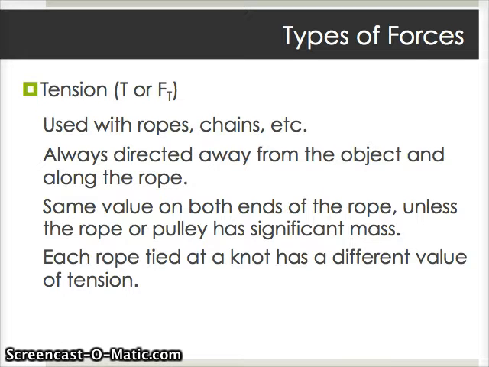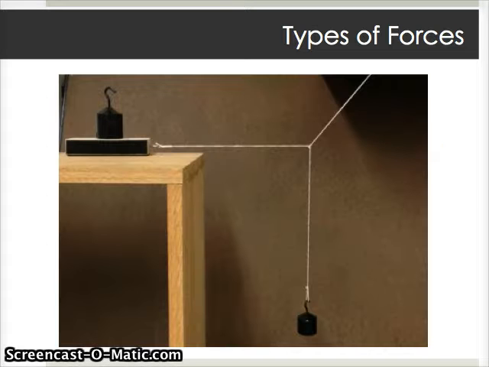If a rope or a number of ropes are tied together at a knot, we should also recognize that there's no reason that the different ropes pull with the same amount of tension. So we should assume that they are all different. Let's take a look at an example where we see tension forces in action.